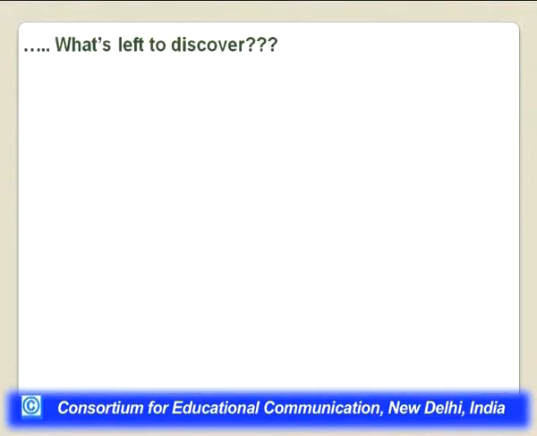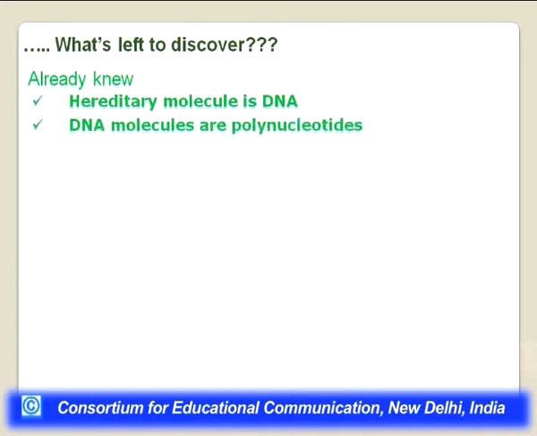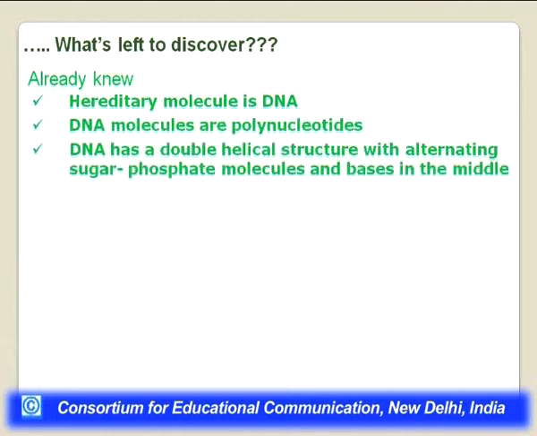But if you look at it now, what is left to discover? They already knew that the hereditary molecule is DNA. It had been substantiated and validated that the molecule which is causing the inheritance is DNA. The DNA molecules are polynucleotides. It had become clear that the DNA has a double helical structure with alternating sugar phosphate molecules and the bases in the middle. The X-ray diffraction pattern clearly showed that the bases are supposed to be inside the DNA double helix.